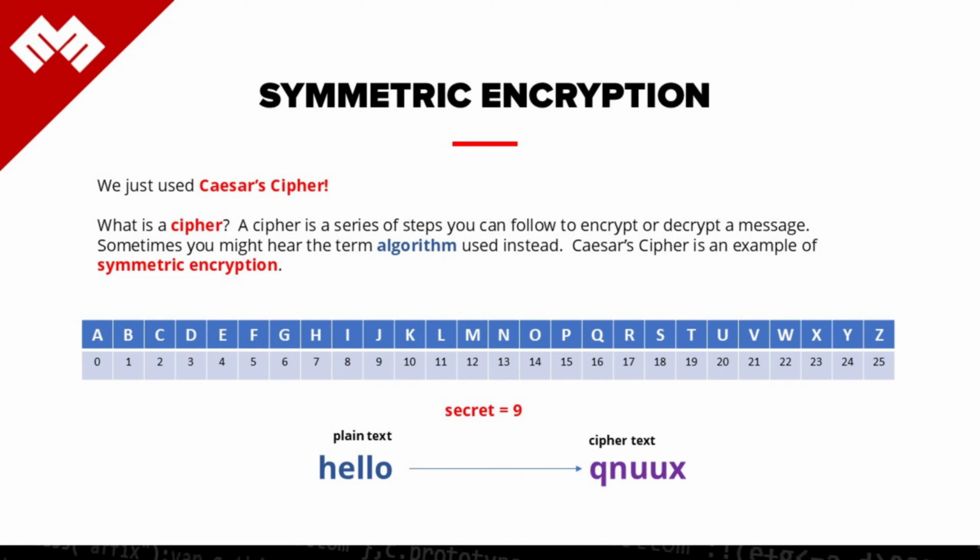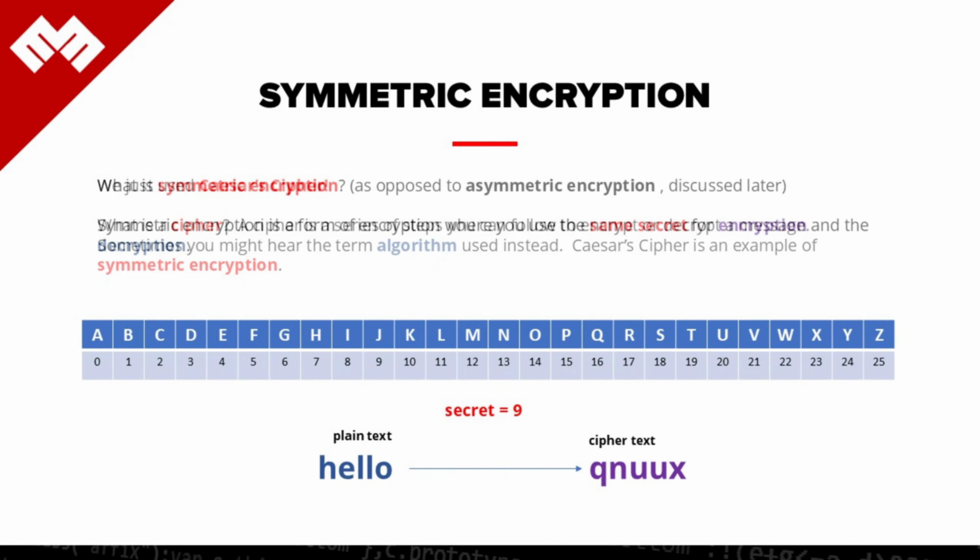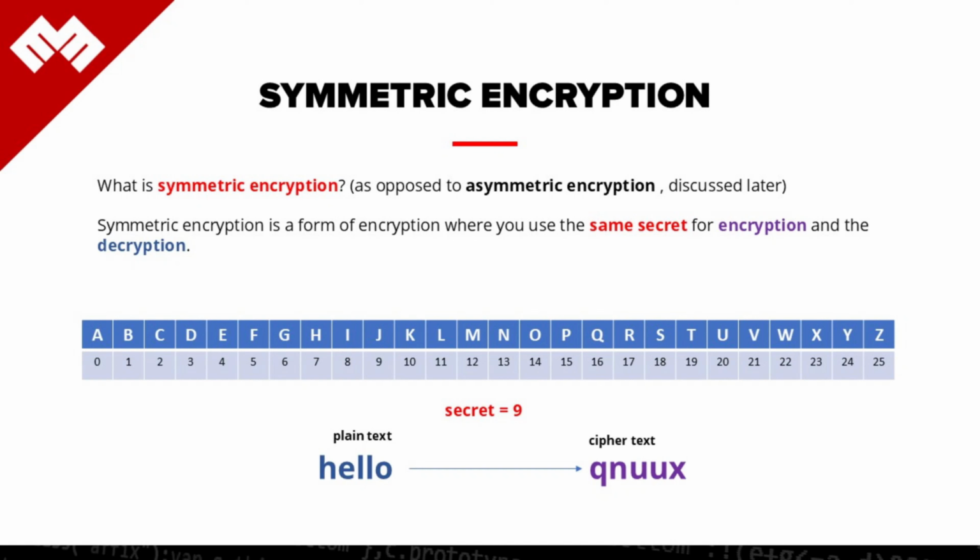A cipher is a series of steps that you can follow to encrypt or decrypt a message. Sometimes you might hear the term algorithm used instead. Caesar's cipher is an example of symmetric encryption. And as for what symmetric encryption is, it is a form of encryption where you use the same secret for encryption and decryption. You will see later on that in asymmetric encryption, more than one key is used, which is very different from what we just saw with symmetric encryption in the form of Caesar's cipher. So just remember that with symmetric encryption, we use the same key for encryption and decryption. In the meantime, let's move on.